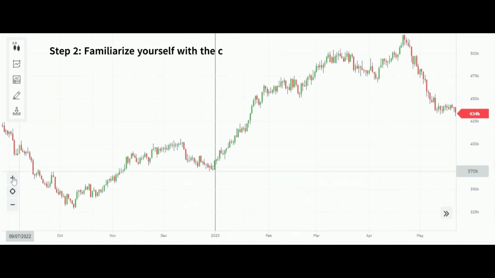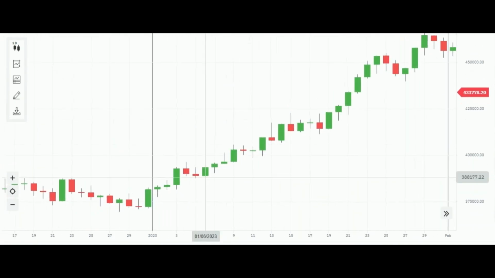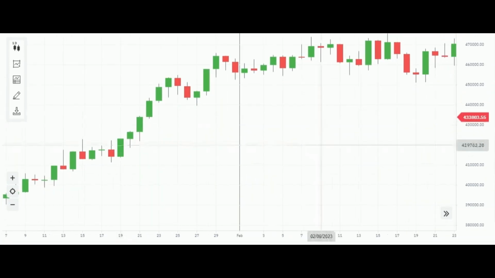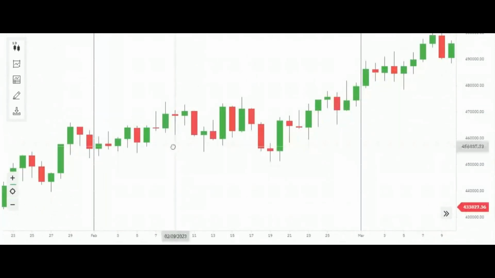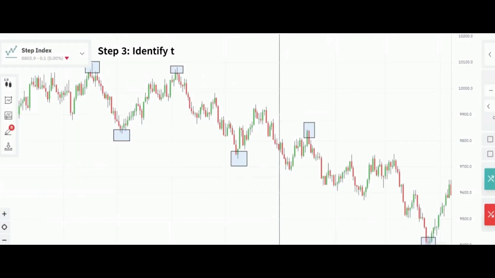Now zoom out your chart and consider the broader context of the chart. Look for trends, support and resistance levels, and overall market direction. Analyze the sequence of candlesticks and identify the overall trend in the market. Look for patterns of higher highs and higher lows in an uptrend or lower highs and lower lows in a downtrend.